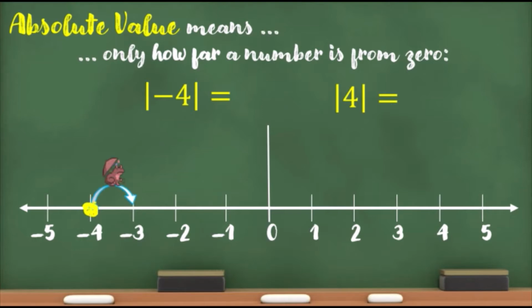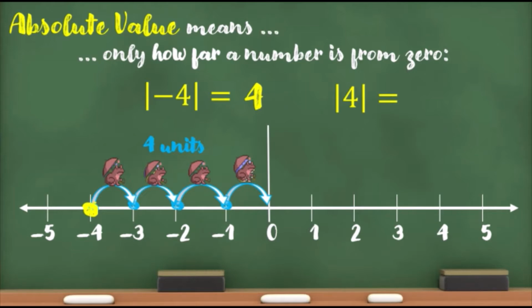1, 2, 3, and 4. The distance between -4 and 0 is 4 units. Therefore, the absolute value of -4 is +4.